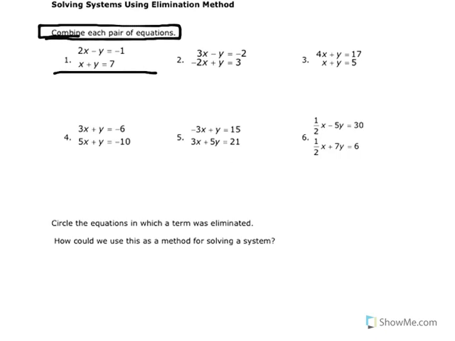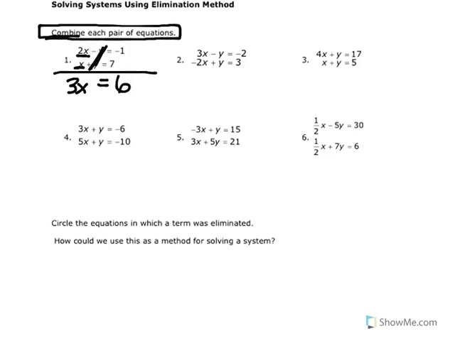We're going to take 2x, the first term, 2x plus x. If I have 2x plus 1x, I've got 3x. And now I have negative y plus y. Those are opposites, so they cancel each other out. And then negative 1 plus 7 is 6. So you'll notice the y got eliminated.